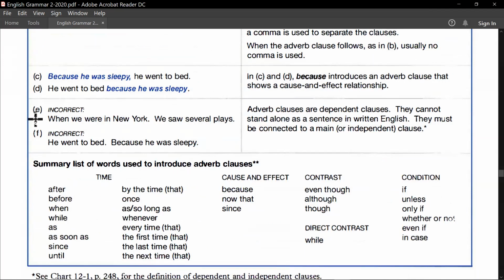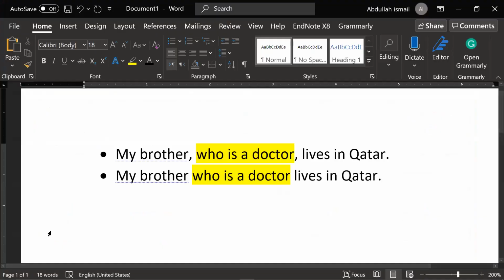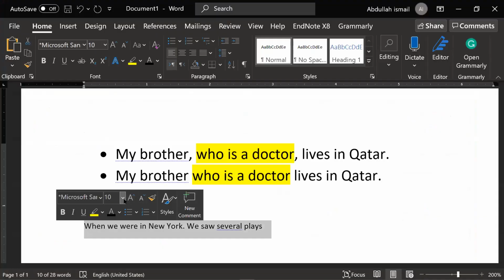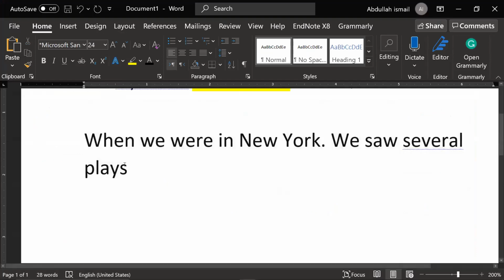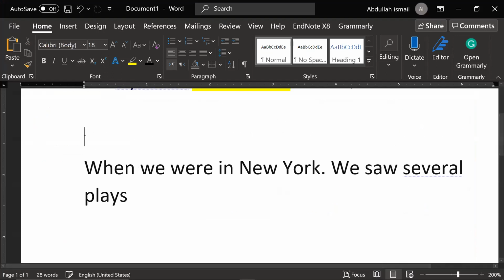Now I'm going to show you incorrect structures. Let's see what is incorrect, and let's take them on Word. Let's jump to Word. Can you see Word now? Yeah, we see it. Okay, excellent.